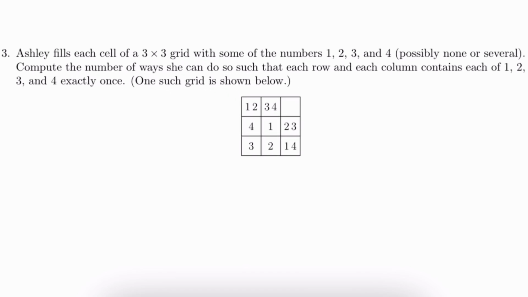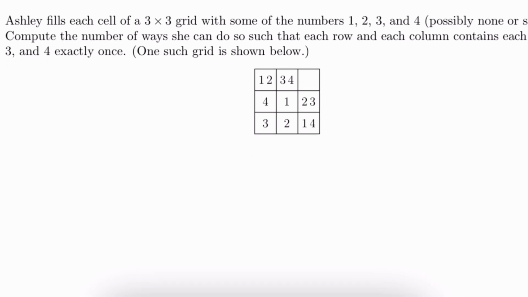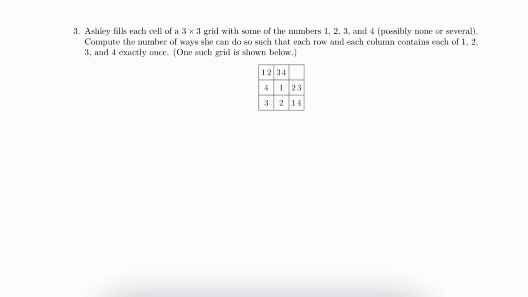once. And we have an example grid here where, see, in this row we have 1, 2, 3, 4, second row 1, 2, 3, 4, third row 1, 2, 3, 4, and then first column 1, 2, 3, 4, second column 1, 2, 3, 4, third column 1, 2, 3, 4. And so how do we want to count? Let me draw an empty grid here.